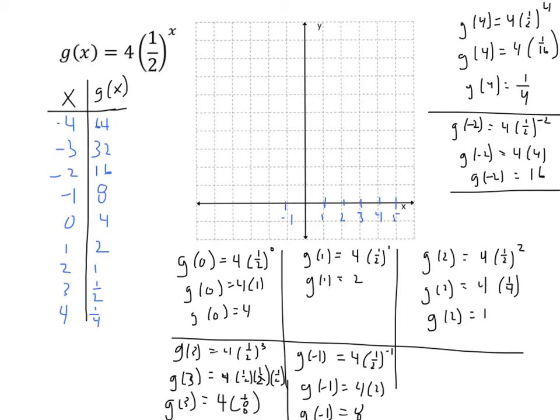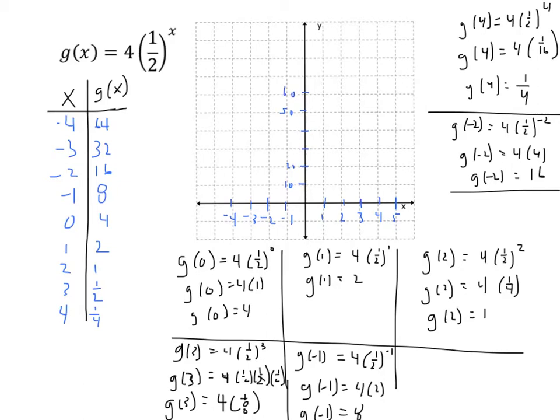So -1, -2, -3, -4. And then for the output, for the y-axis, again, let's go ahead and count by tens. So 10, 20, 30, 40, 50, here's 60, etc. Okay, so let's go ahead and graph these.